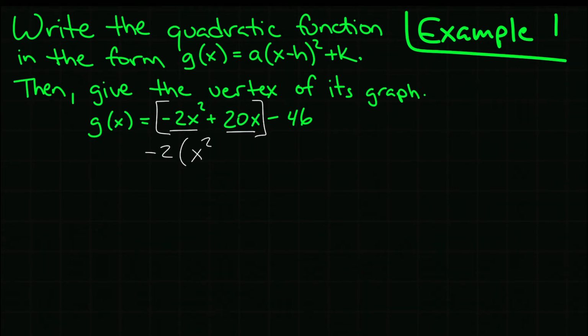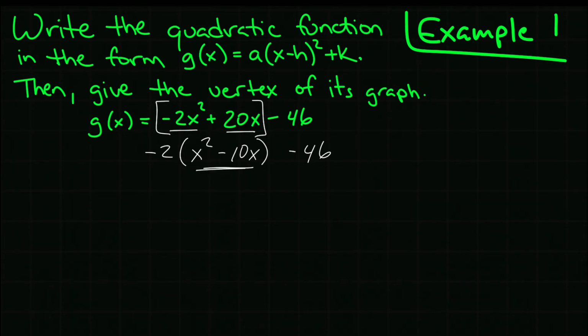we're left with x squared minus 10x, and all of that's going to be minus 46. The next step is to complete the square. This is going to be our square right here, and we need to complete it.